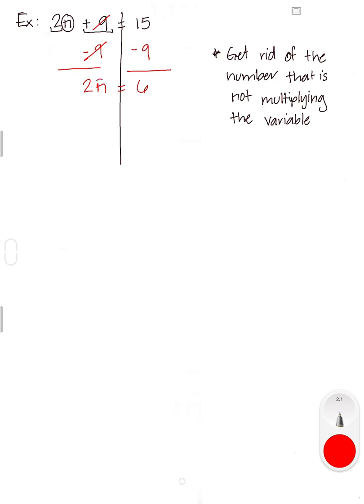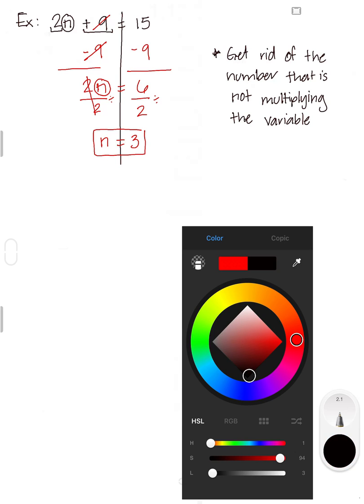Now, n is still not by itself, right? We still have that 2 multiplying it. So what we want to do is get rid of it by dividing. So we divide by 2 on both sides again. So this is a division. So 2 divided by 2 gives you 1, so we have 1n, or just n, equals 6 divided by 2, which is 3. So n equals 3. Okay, and that's how we solve this two-step equation.